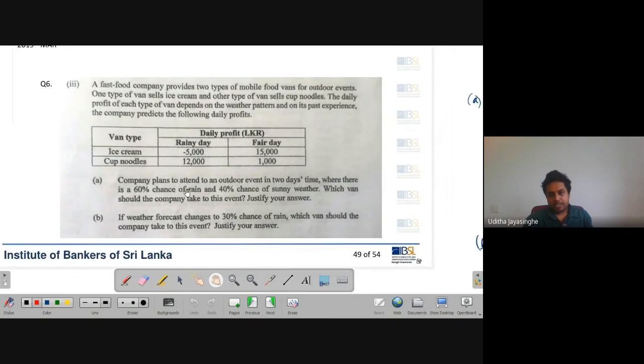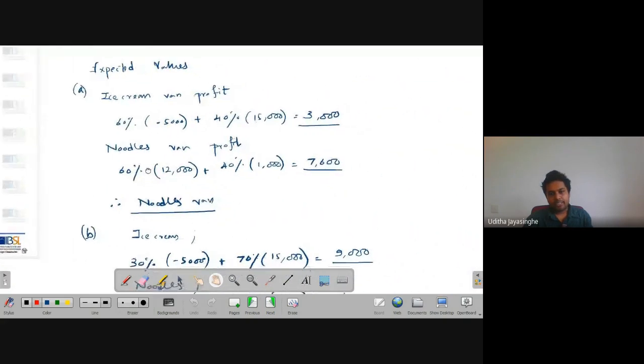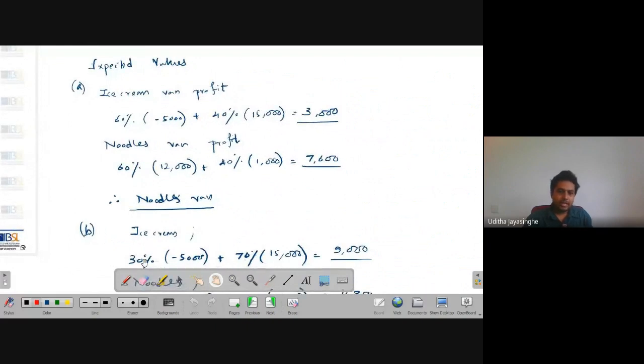Now, this is what we know from the previous experience. First part, the company plans to attend an outdoor event in 2 days' time, where there is a 60% chance of rain and a 40% chance of sunny weather. Which van should the company take to this event? Justify your answer. Second part, if the weather forecast changes to a 30% chance of rain, which van should the company take? Now, for each of these events, we can comfortably calculate the expected values. What are the expected values? From probability, you can calculate the outcome by the probability and then get the expected value from a monetary point of view.